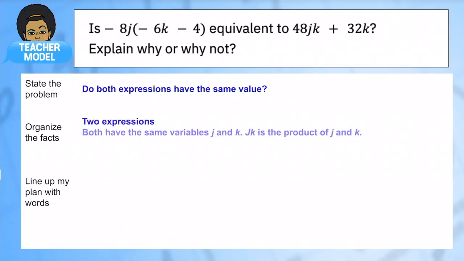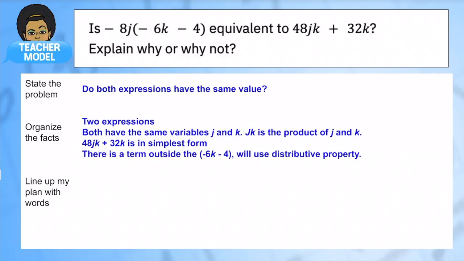We have two expressions. Both have the j and the k in some way, shape, or form. jk just means they're being multiplied together. So 48 times j times k, whereas in the first term, I have 8j and 6k. But just an observation, our second expression is already in simplest form. I can't simplify it anymore. I can't combine any other like terms.